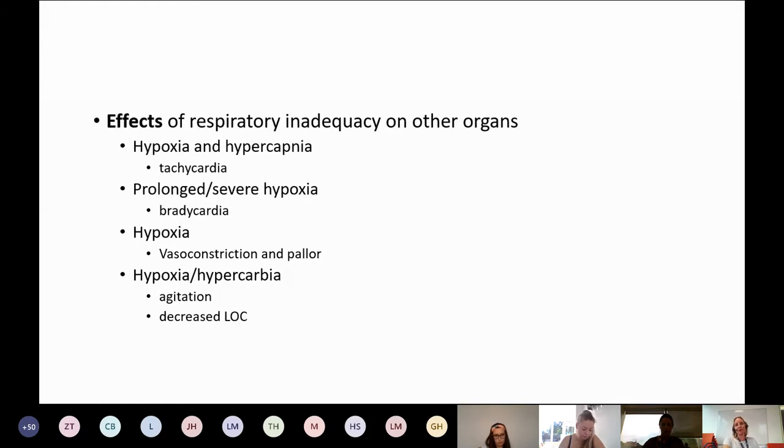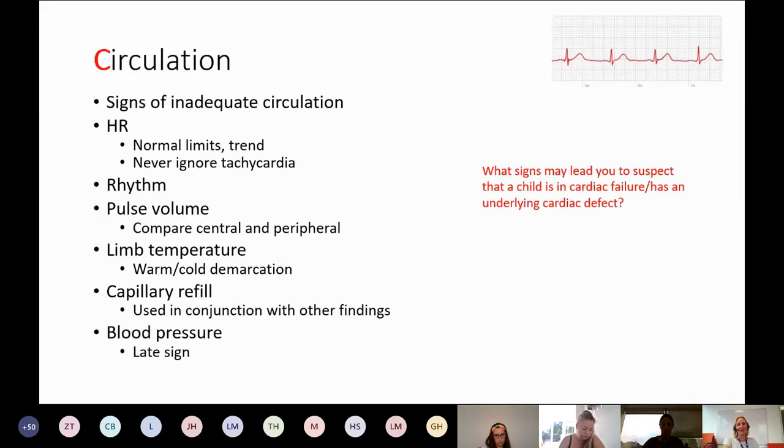Okay, so moving on from breathing, we're obviously going to go to C because we know our alphabet, and we're going to talk about circulation. So here, what are we looking for? We're looking for signs of an inadequate circulation. This isn't just about your heart, this is about your circulation and whether your heart is managing to pump enough blood around your body with the oxygen and the nutrients that your cells and tissues require. So how do we assess?